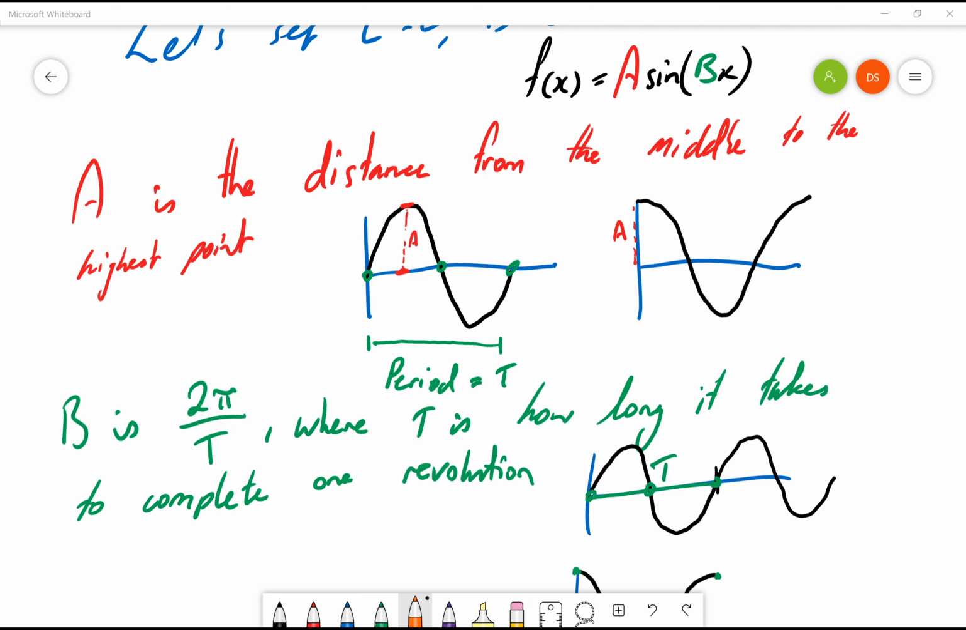See, this is one revolution. So t is always that distance. And here, once again, one revolution. T is always here, and 2 pi over t is equal to b. And the reason for that is because the standard period is 2 pi. But we'll get more into that next year in level 3 calculus.